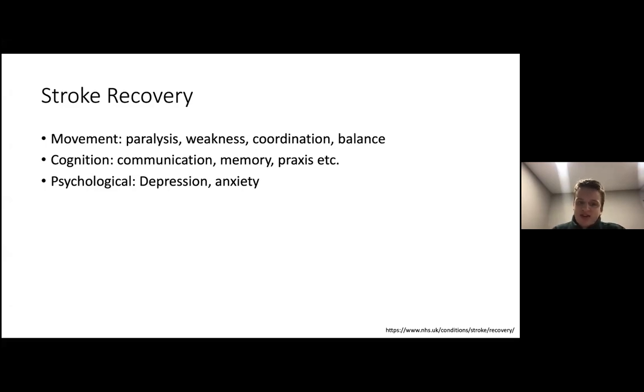Cognition, sometimes we forget about this, but they might have problems with their communication skills. They might not be able to speak like they usually did. Their memory might be affected by it depending on where in the brain. And the culmination of all this is the psychological impact, which a lot of people forget. Not being able to do what you used to do can be really depressing, can give patients anxiety. So psychological input is also useful in stroke recovery.